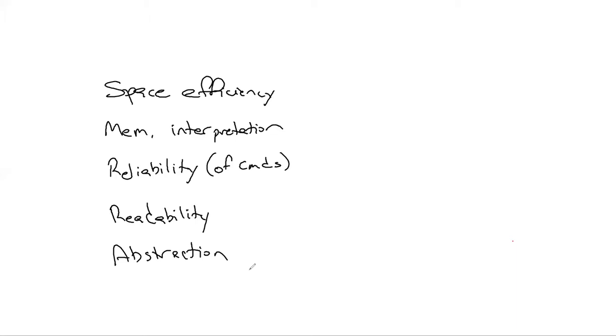The list of uses for the type systems that we got in the audience is space efficiency, memory interpretation, reliability of commands, readability, and things like comments, in a sense, giving comments to code, and abstraction. Now, the real answer is obviously this one, which is memory interpretation, and I want to talk about that a bit and explain why it's true.